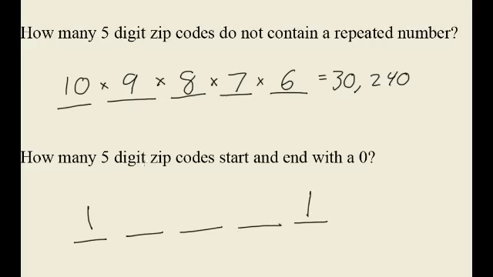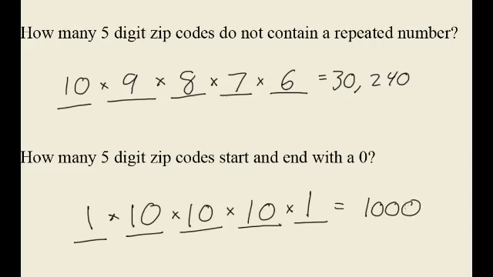And then there's nothing mentioned about repeated numbers. If nothing is mentioned about repeated numbers, then we assume that numbers can be repeated, which means that there are 10 choices for the second number, 10 choices for the third number, and 10 choices for the fourth number, and then we'd multiply all these together. And we would get that there are 1,000 different possibilities.